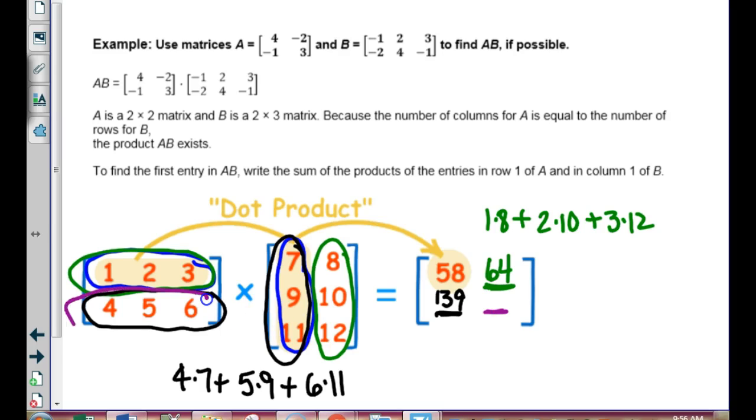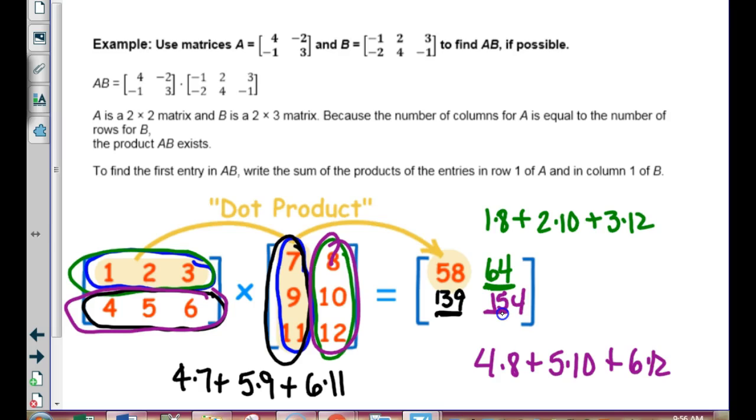We're in the second row, second column. So now we're doing what? 4 times 8 plus 5 times 10 plus 6 times 12. What'd you get? Anybody else get that? Okay. All right. Good job.